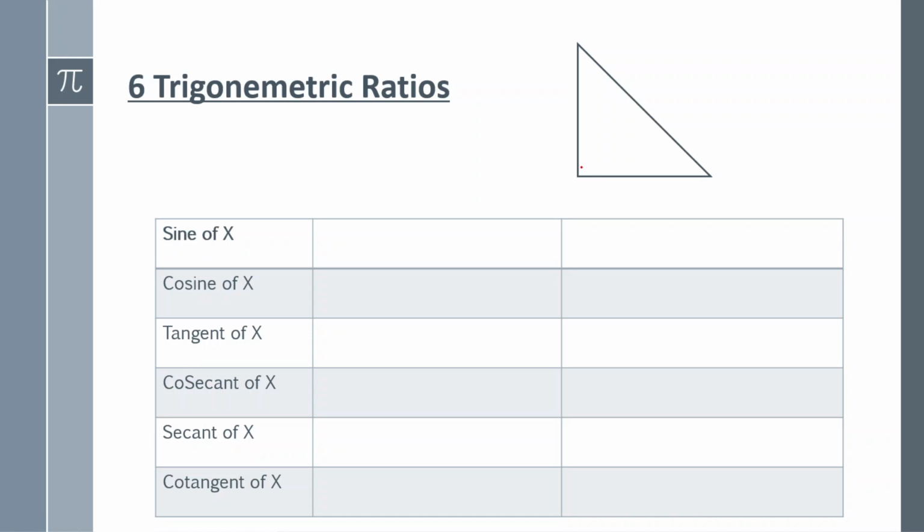So the first thing we're going to do is draw a little picture. All 6 of these ratios are defined within a right triangle, and we're going to choose one angle. Within a right triangle, we have a hypotenuse, which is always the longest side of the 3, and it is the one across from the right angle. Then we have 2 legs that we call the opposite and the adjacent, with respect to their position from angle X.